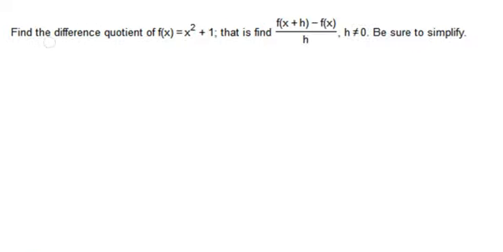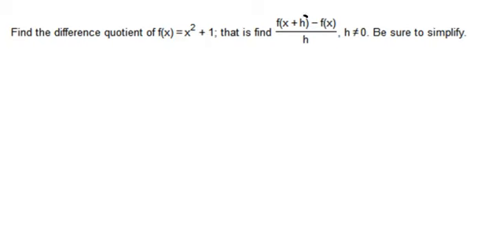On this question, we want to find the difference quotient of f of x equals x squared plus 1. That is, find this difference quotient here. This is the formula for difference quotient, f of x plus h minus f of x over h, where h is not equal to 0, and simplify. So we want to calculate this difference quotient for our function f of x equals x squared plus 1.